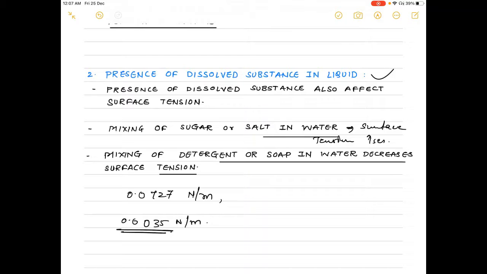Now when soluble impurities in the form of phenol or camphor, which is partially soluble in the liquid, are added, it again causes a decrease in the surface tension. So depending upon the presence of dissolved substance in a liquid, the surface tension tends to increase or decrease. If the substance is highly soluble, it increases the surface tension. If it is feebly soluble, it decreases the surface tension, and if it is partially soluble, it again decreases the surface tension.